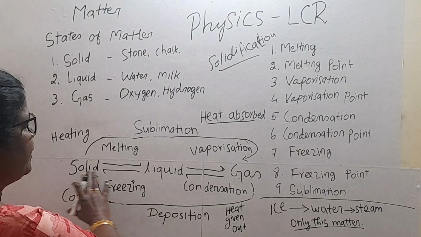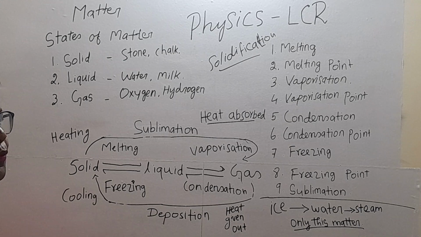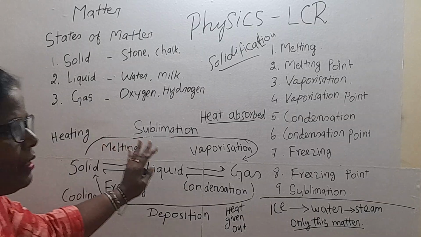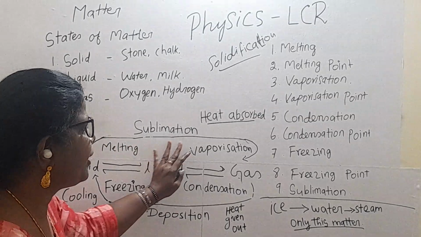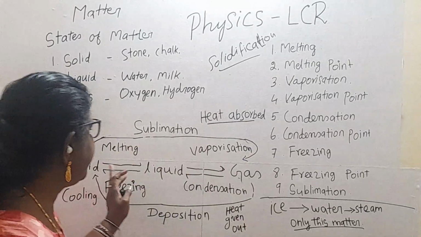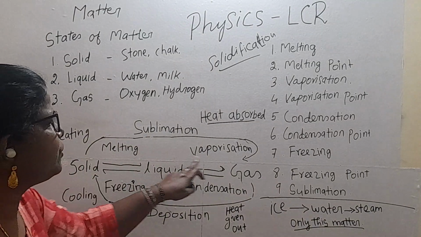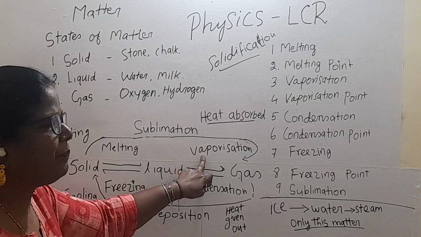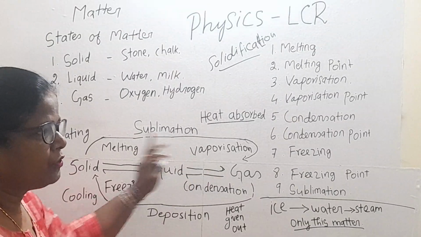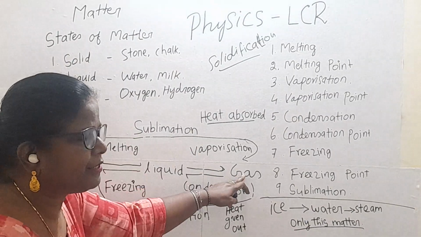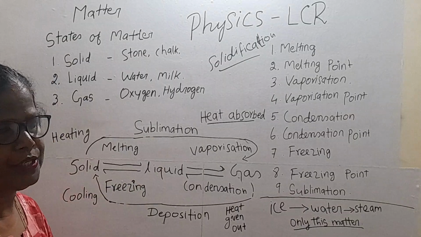So this is about the state changes. This flow chart is named state changes of matter. Here solid state changes into liquid state, and into gaseous state. Solid to liquid is melting. Liquid changing into gas is vaporization. Solid directly changing into gaseous state is sublimation.